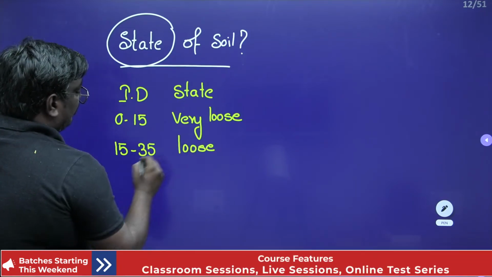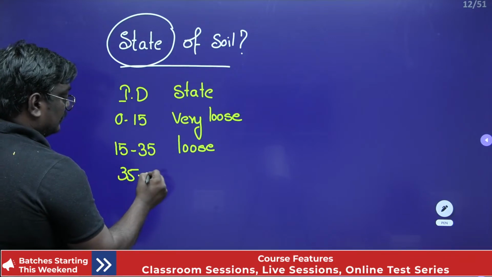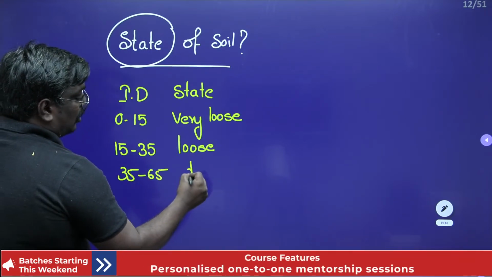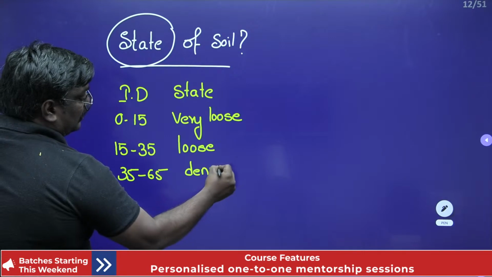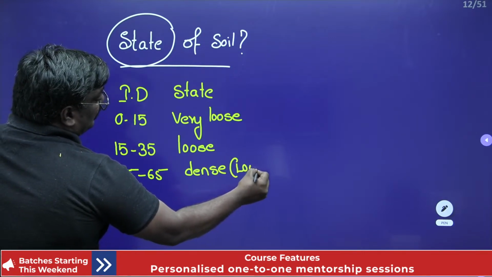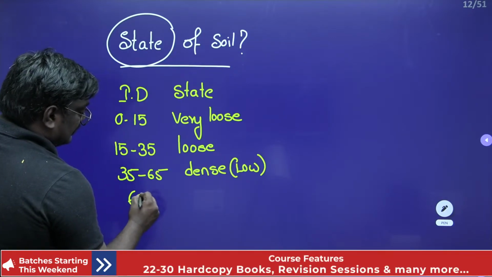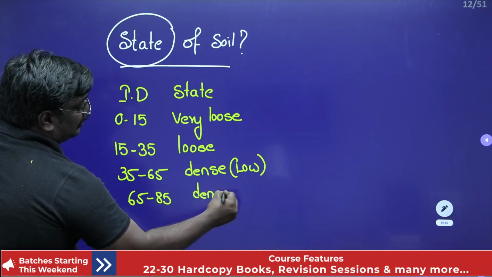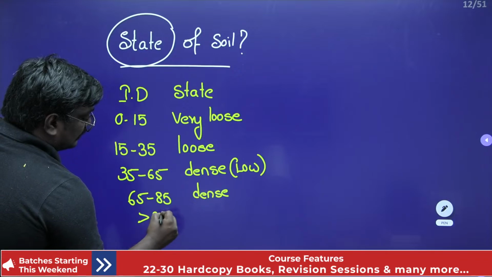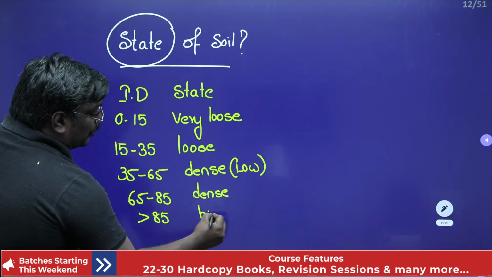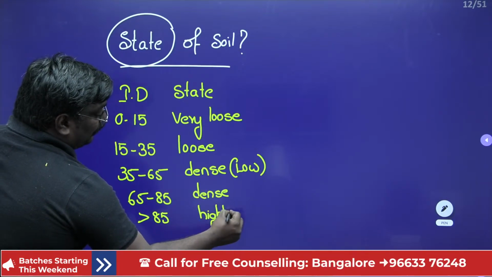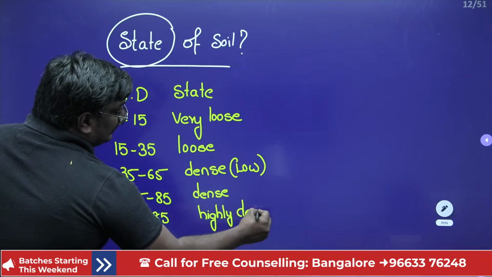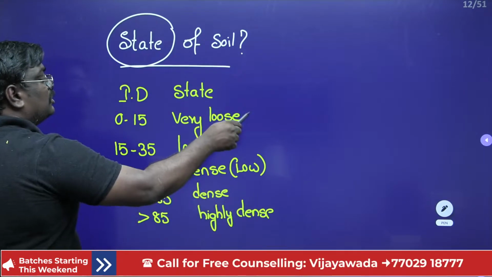And if it is 35 to 65, it is medium dense, or you can write low dense. If it is 65 to 85, it is dense. And if it is more than 85, you will write it as highly dense. Now, whatever the value you got is 0 to 15. So the answer will be here, my dear students, you got 0 to 15.